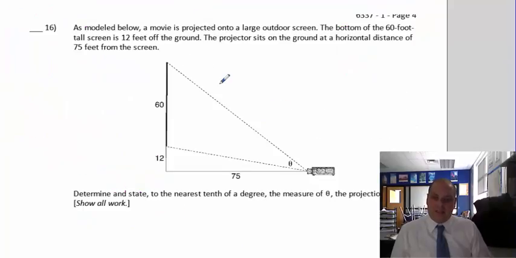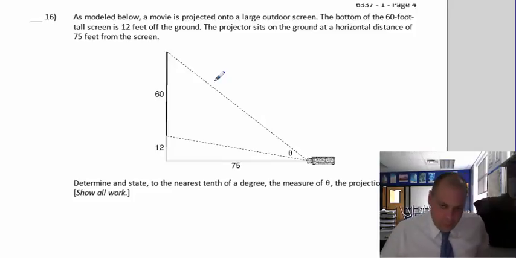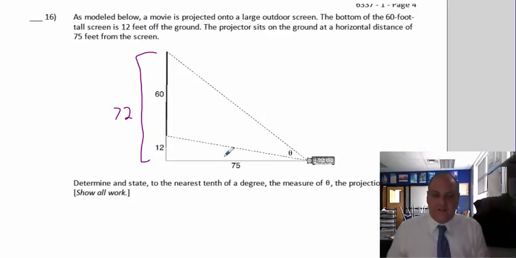All right, last page here. We've got two more, right? This one here, there's a movie projector screen. The bottom of the 60-foot tall screen is 12 feet off the ground. So it's a total height of 72 here. That's going to come into play. The projector sits on the ground, a horizontal distance of 75 feet from the screen. So there's that labeled there. They want you to find theta, this angle here.